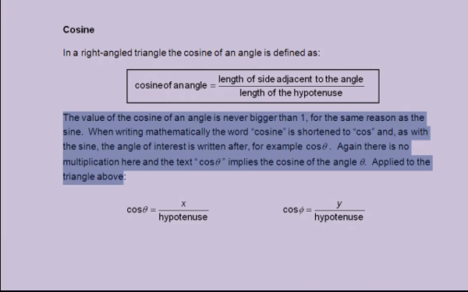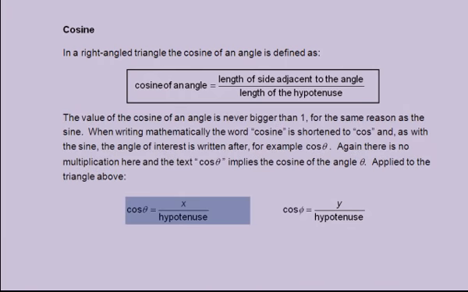Apply it to the triangle above. Cos theta equals x divided by hypotenuse. Cos phi equals y divided by hypotenuse.